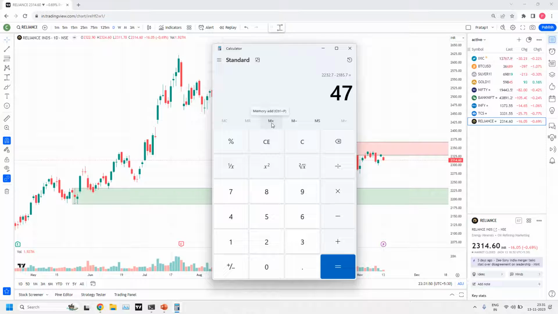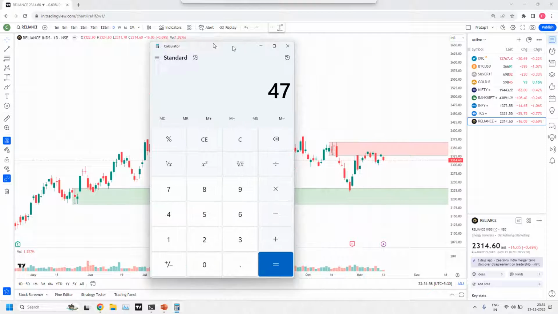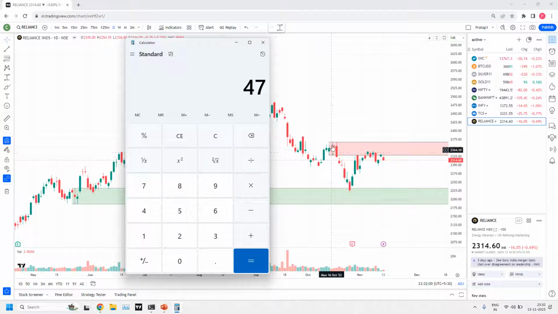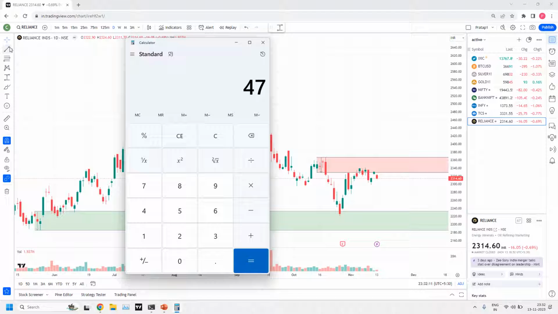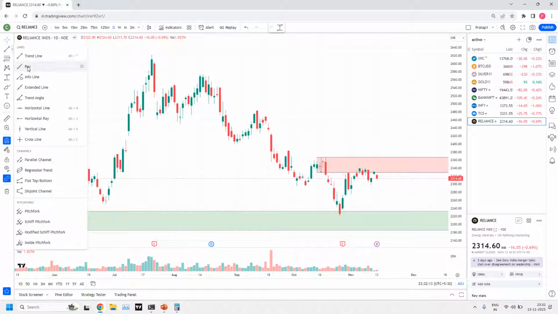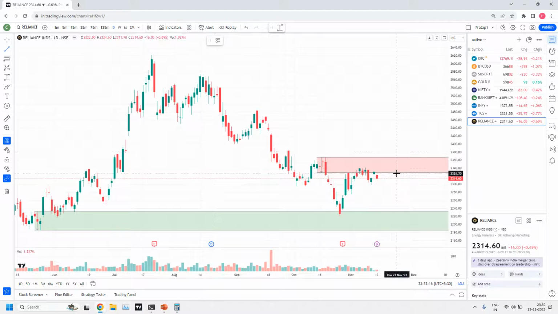So let me save this 47. I am adding it into M plus. M plus means memory, we are adding it to the memory. So in the calculator, I saved this 47. Then what is the reward? For the reward, you have to calculate from this demand zone to the supply zone. Just to give you some clarity, let me draw. From this supply zone we are drawing up to this demand zone. This is going to be our reward.